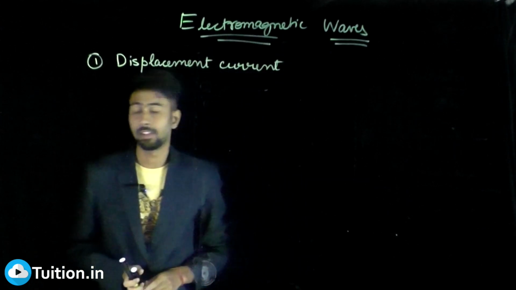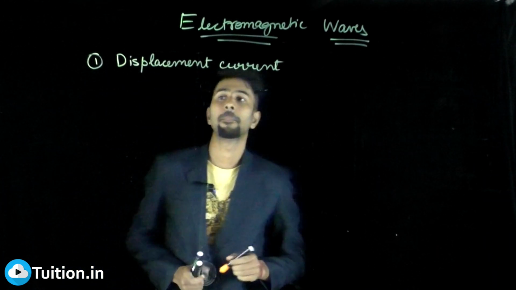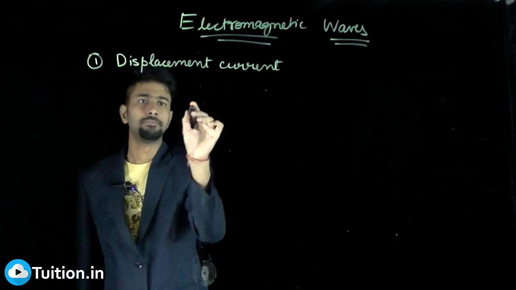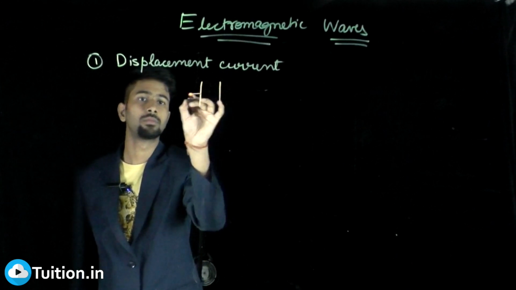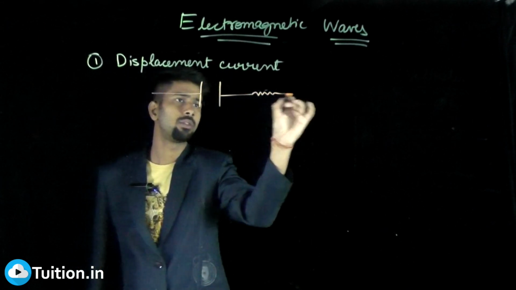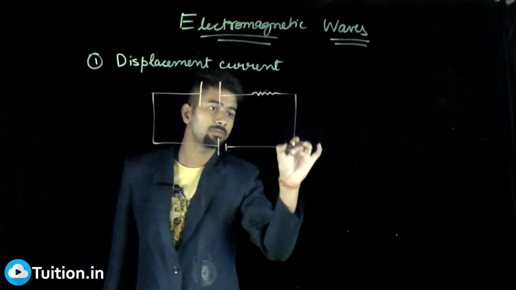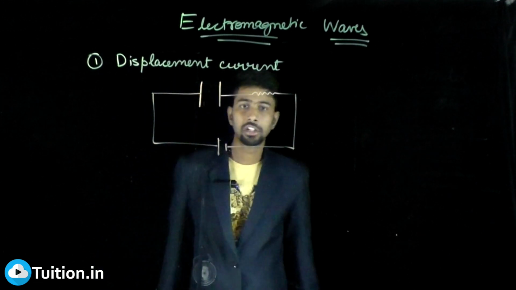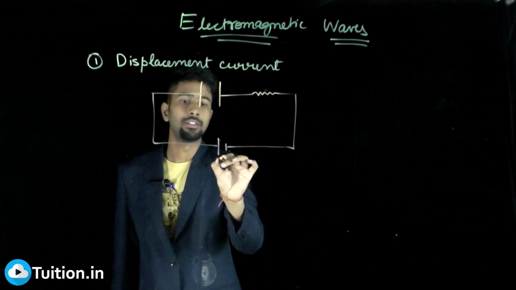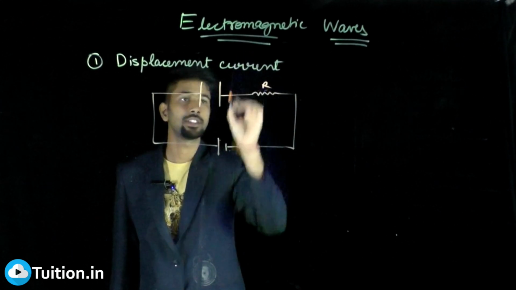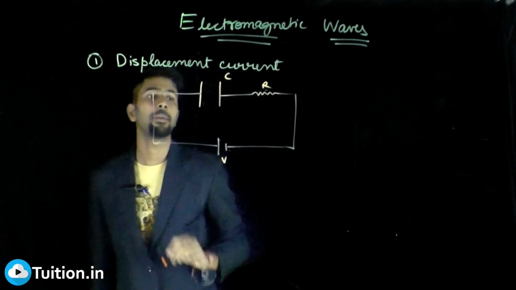So in fact, let me make a circuit here where, for example, I have a capacitor. I connect this capacitor to a resistor and then I connect these to a cell. As you know, it's an RC circuit where initially there will be charge flow. The resistance has a value R, the battery has an EMF E, and the capacitor has a capacitance C.